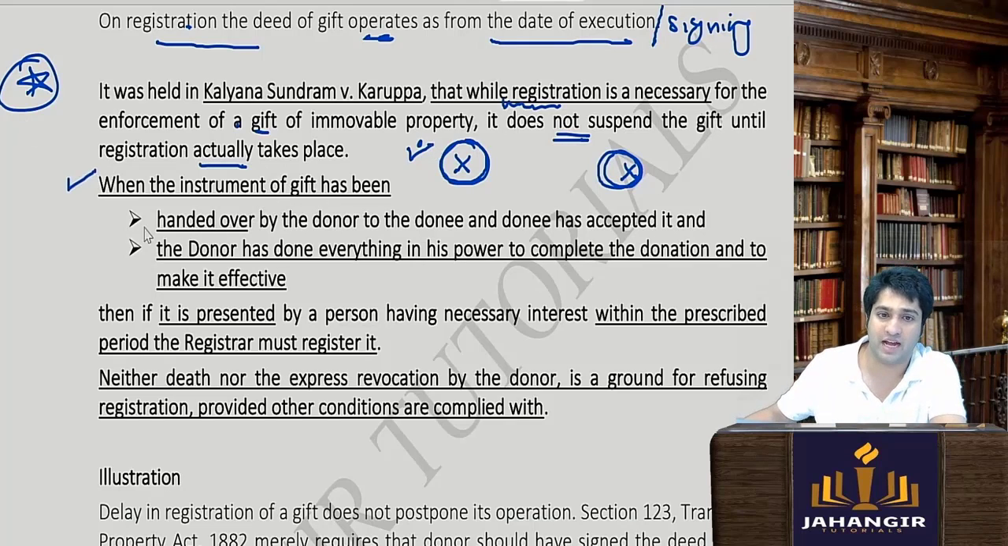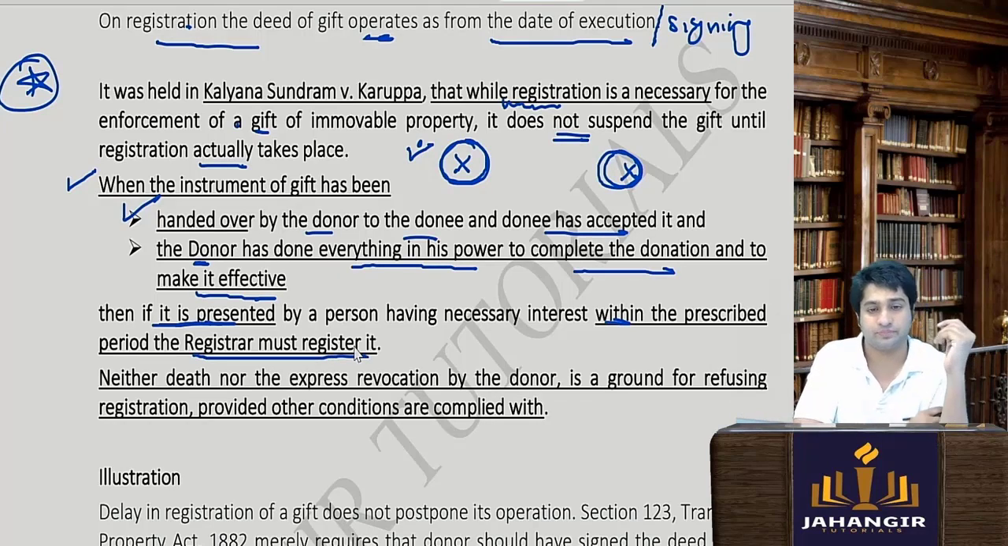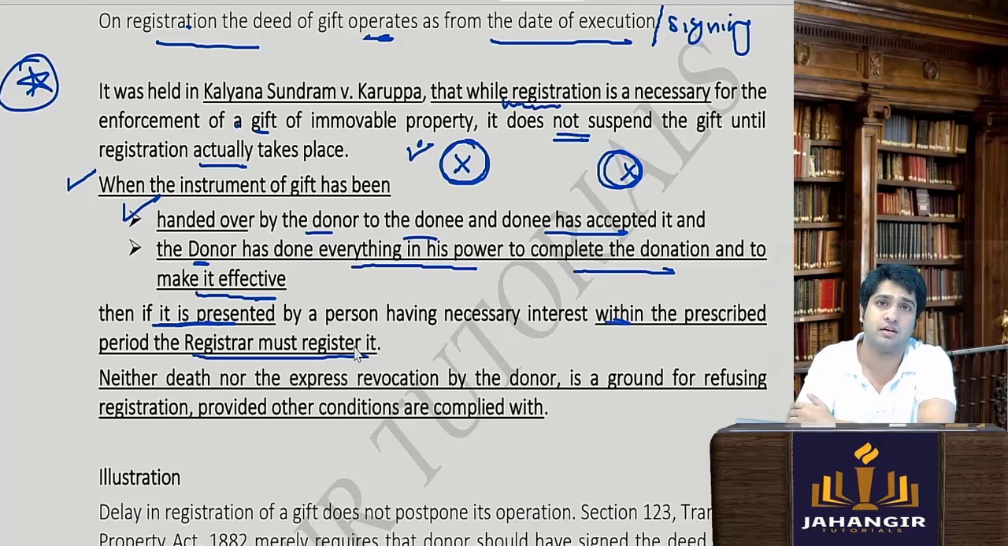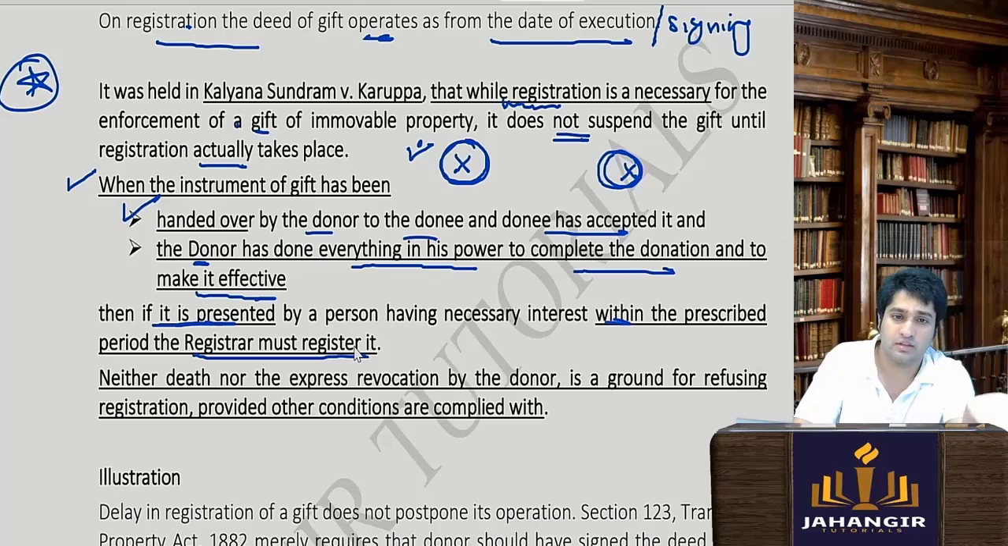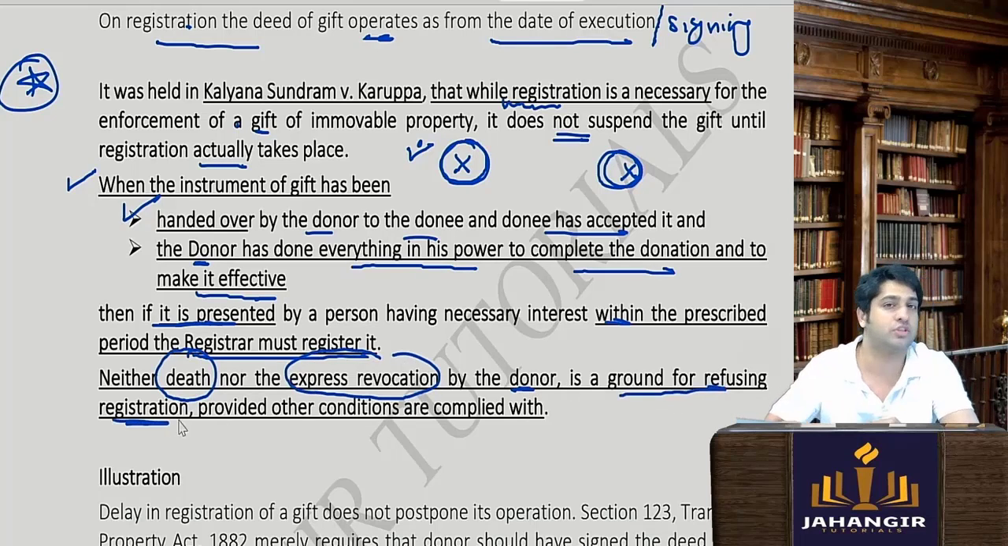When the instrument of gift has been handed over by the donor to the donee, and the donee has accepted it, and the donor has done everything in his power to complete the donation and to make it effective, then if it is presented by a person having necessary interest within the prescribed period, the registrar must register it. Means the same example as we had given, donor ने अपने lifetime में सब कुछ किया donation complete करने के लिए. So then the registrar should register the document.